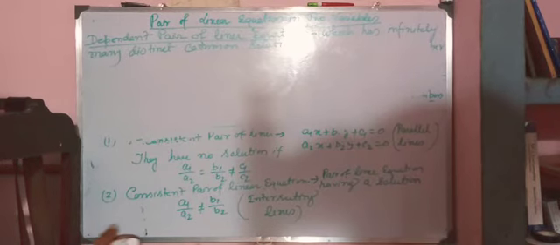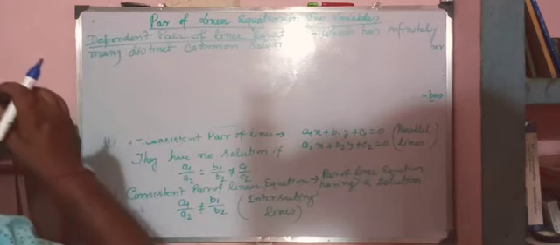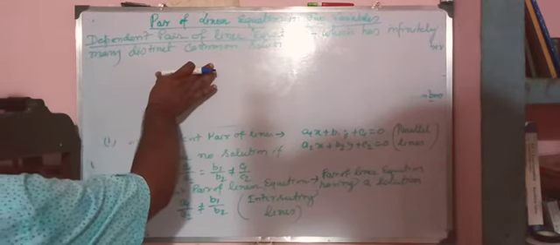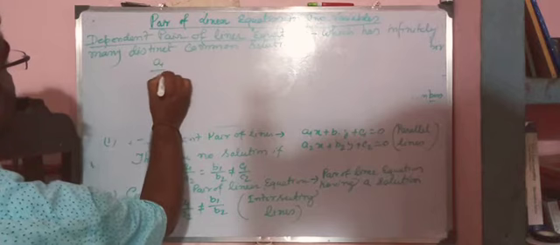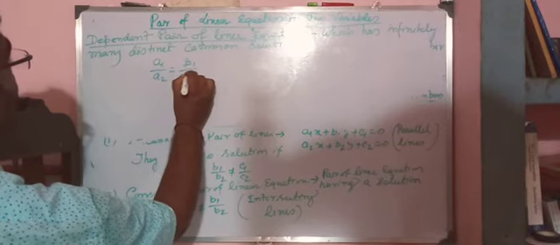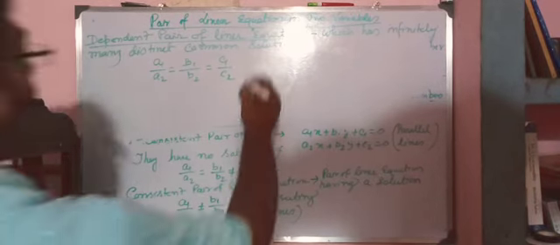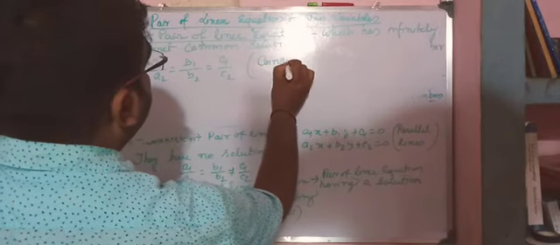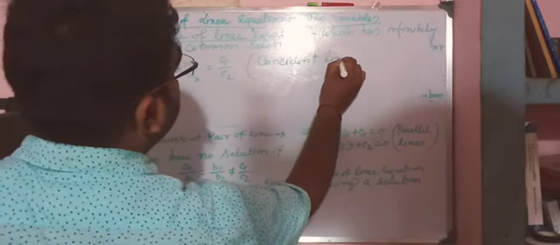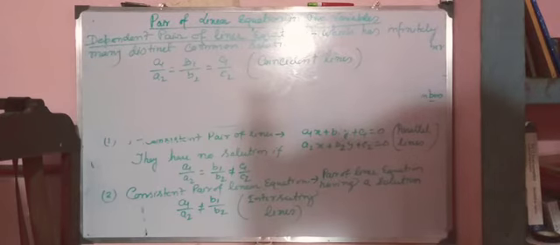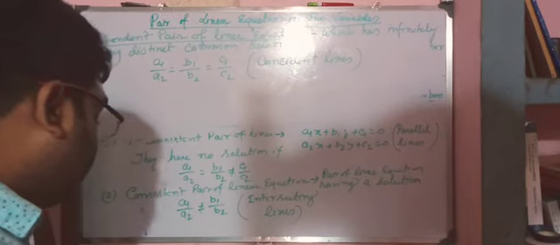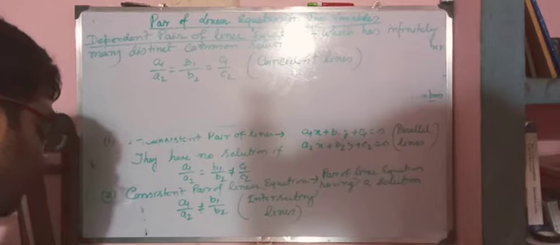Now for that, A1 by A2 equal to B1 by B2 equal to C1 by C2. Understood? And they are also called coincident lines, or coincident linear equations. Okay. So that's it. These are the types of pair of linear equations. Next we are moving to algebraic.